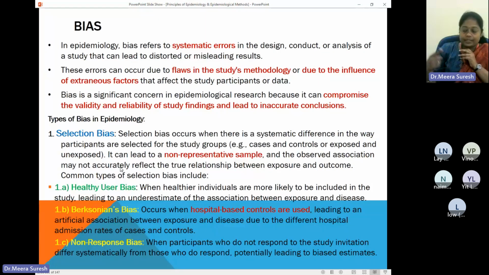And the second topic we have to discuss is confounding. So we'll take bias first. Bias is actually referred to as errors, and these errors will be systematic errors. That's the term we use. This error can happen in the designing, conduct, or analysis of a study that can lead to distorted or misleading results.